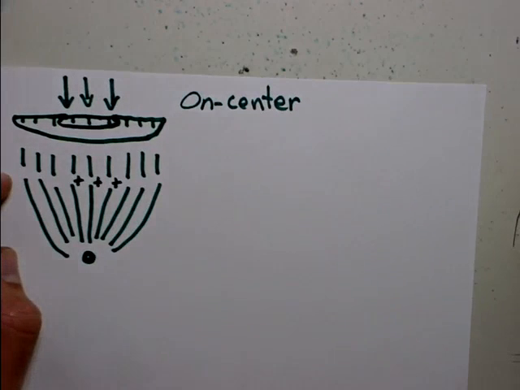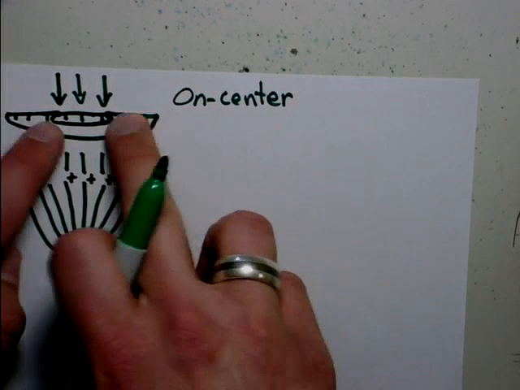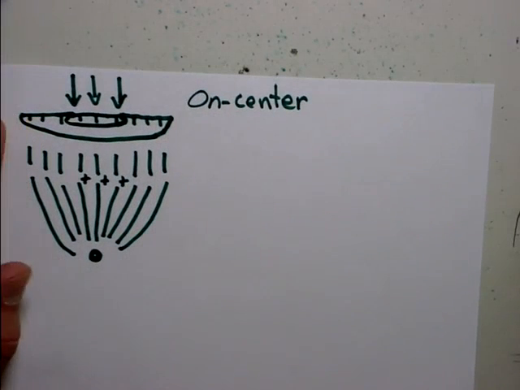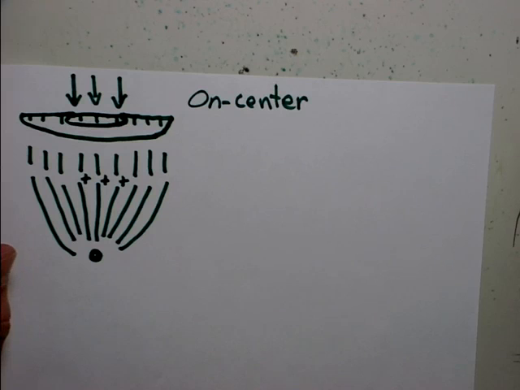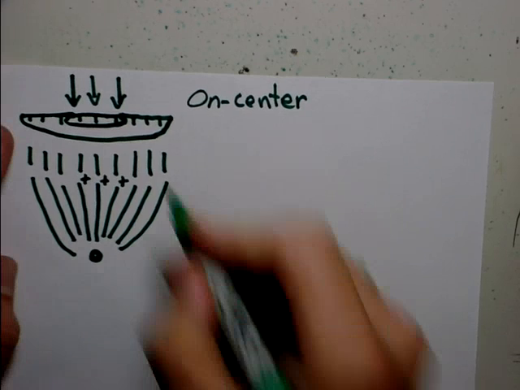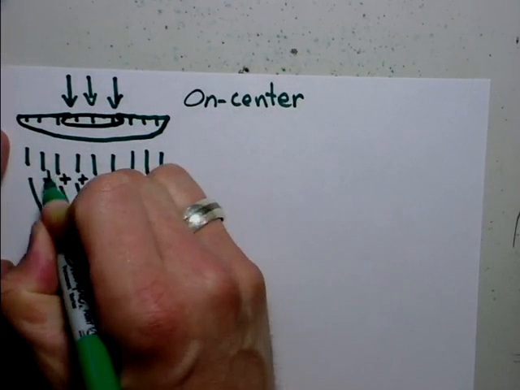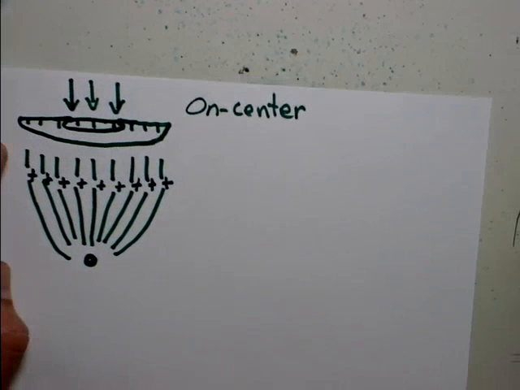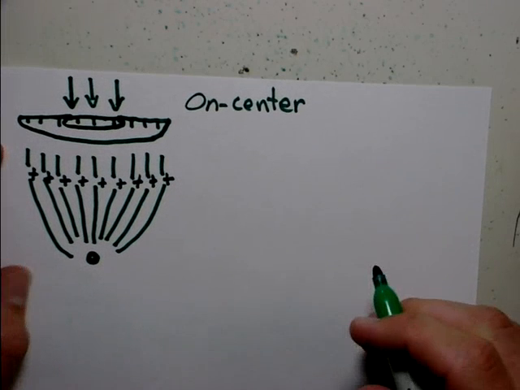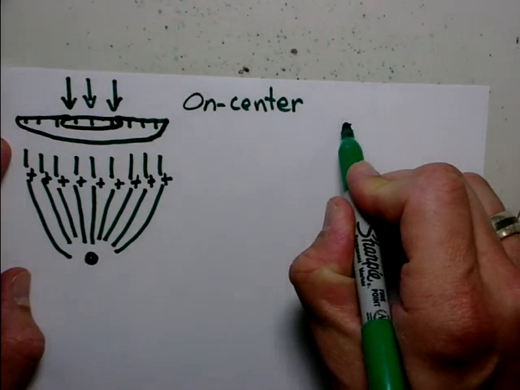Alright? These are turned off by light, but since there's no light, they're not going to inhibit. They're going to be turned on. They're turned on in the darkness. So when light is only hitting the center, all of these are going to be sending an excitatory signal to that ganglion cell. Does that make sense? Now let's look at it again.